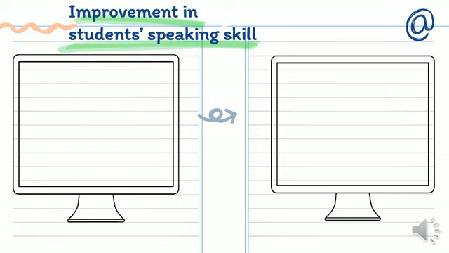There is also an improvement in students' speaking skill. I will give you the speaking of Nguyễn Đoàn Phong Lan from class 10A4. You can listen.